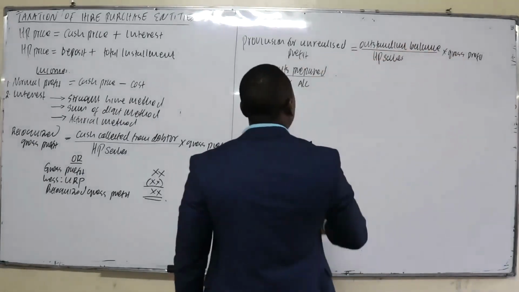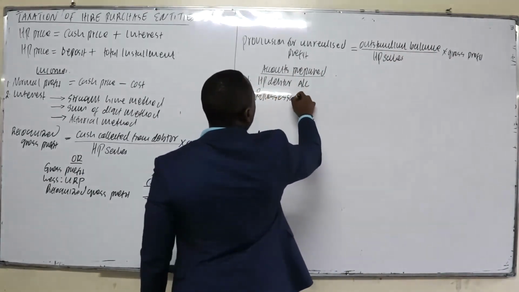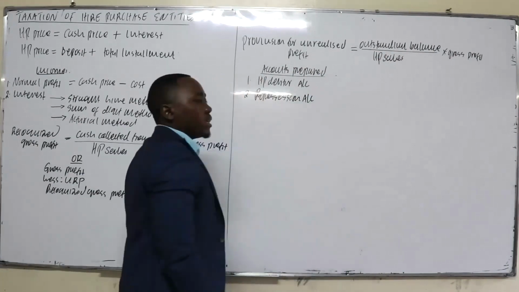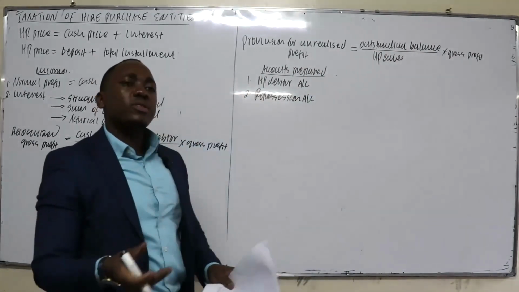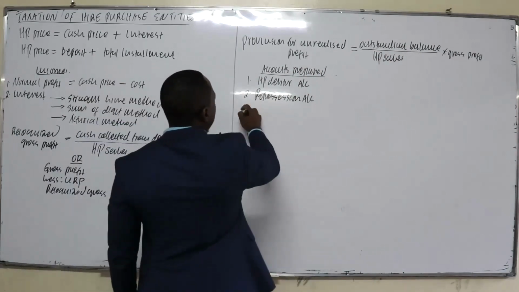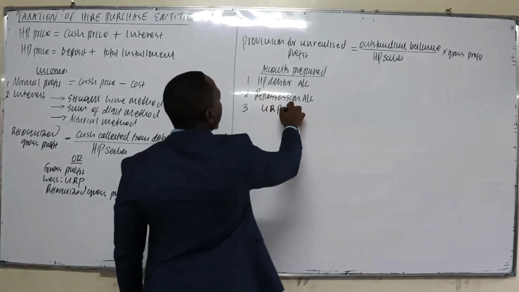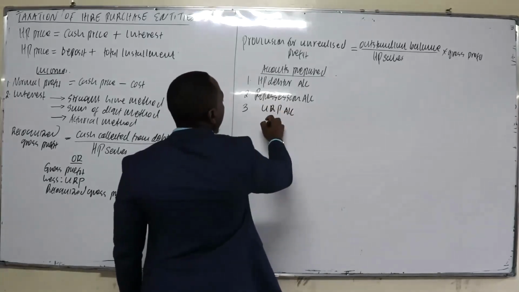You also need to prepare the repossession account. And the motive of preparing the repossession account is to determine whether, in case you repossess, will you repossess at a gain? Will you repossess at a loss? And then another thing you also have to prepare is the unrealized profit account. So how do you prepare the debtors account?